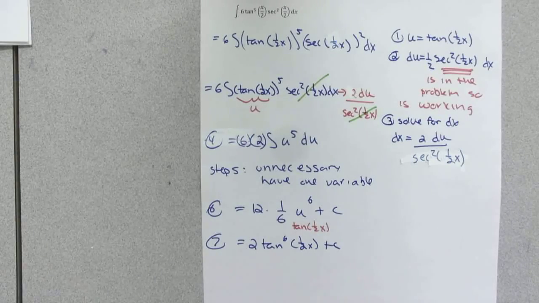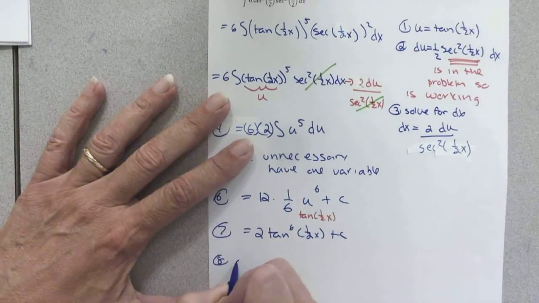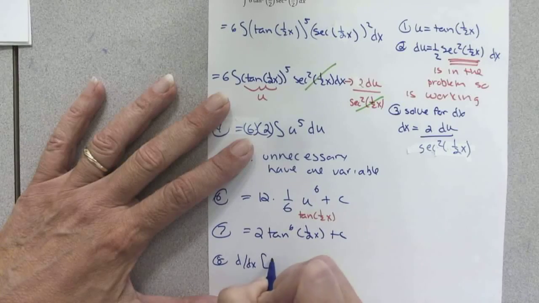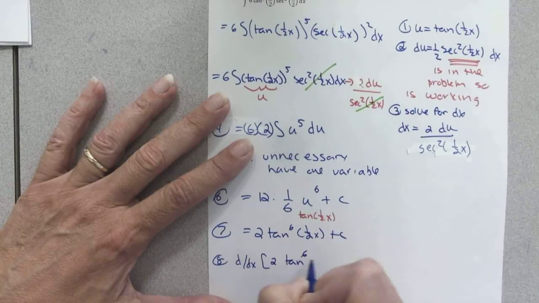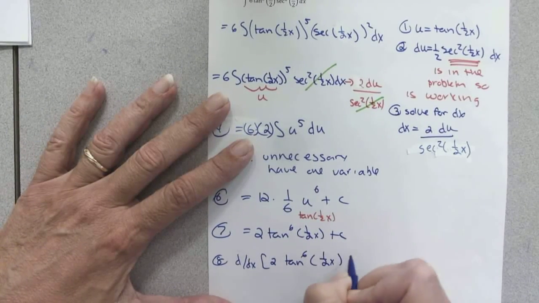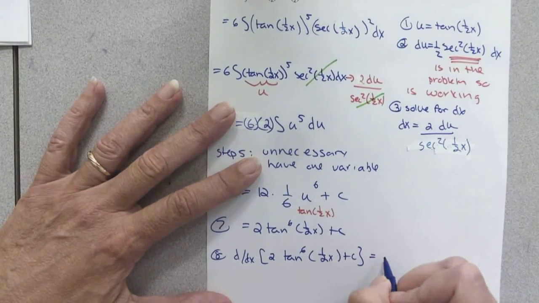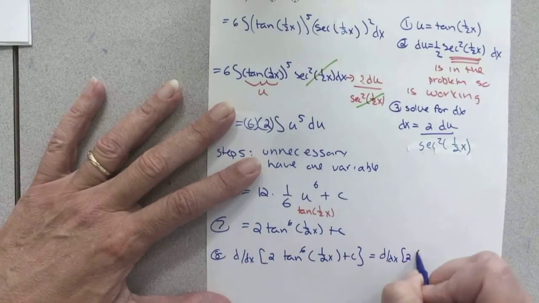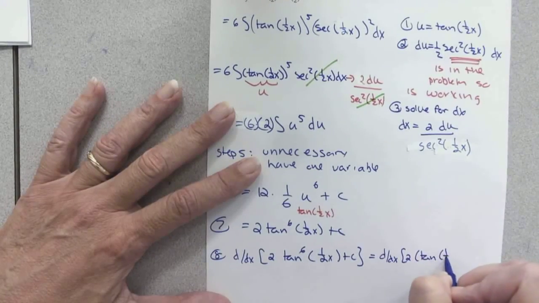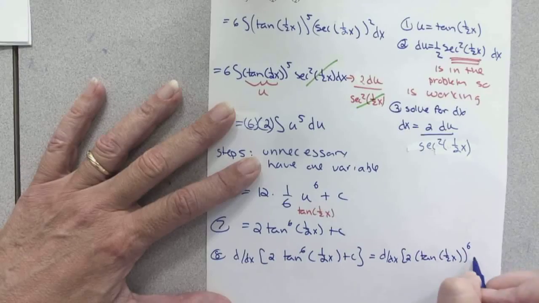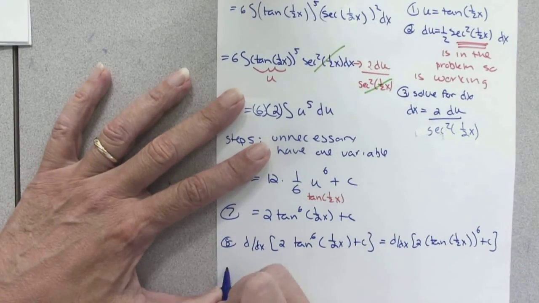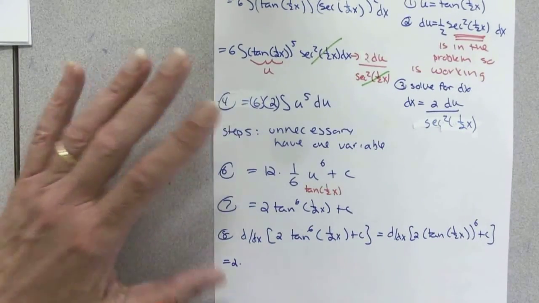Okay, let's check this bad boy. I can check all my work by differentiating and just being really specific. That's tangent of 1/2 x to the 6 plus c. So the 2 hangs out.